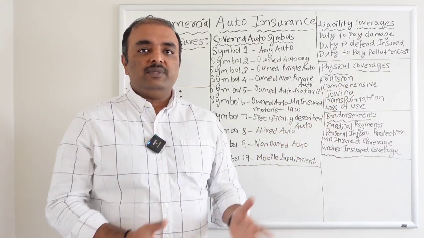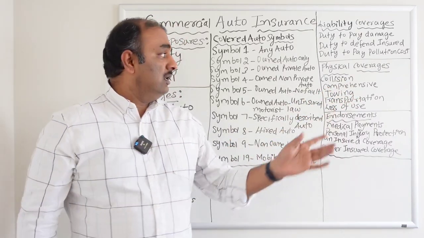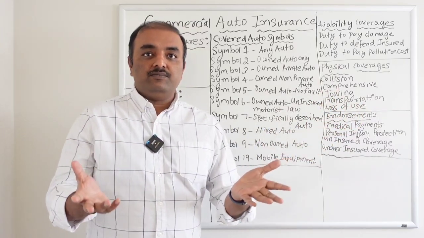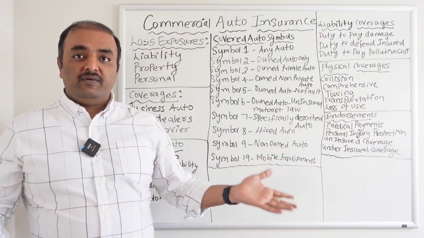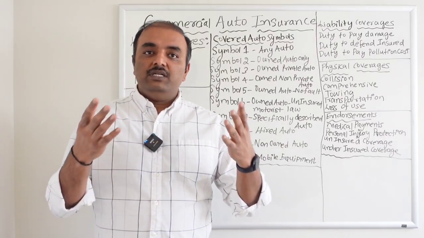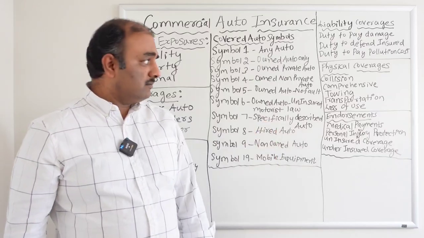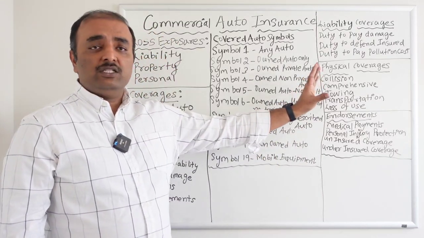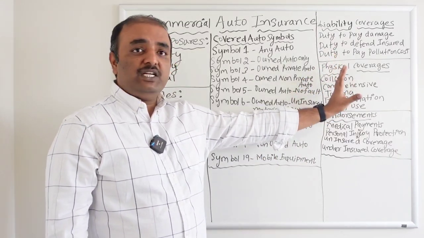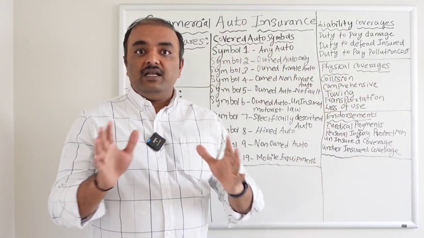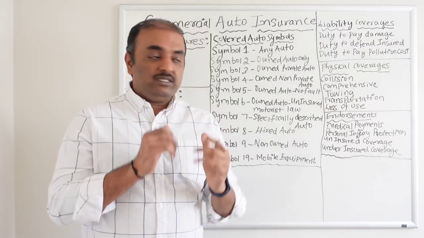Towing, if something happens to your car and it has to be towed, towing will be there. Transportation and the loss of use. If you cannot use your car for a temporary period, then you need a rental car or anything, so loss of use will be covered. So this is the physical coverage. Every time you have a coverage, you need to make sure that you have a corresponding symbol next to the coverage, so that it's very clear what coverage is given to what symbols.